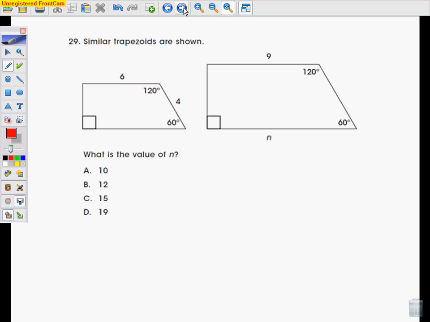All right, number 29. Similar trapezoids are shown. What is the value of n? Now, the word similar means that they are the same shape but different sizes. Something that you should know about similar figures is that corresponding sides are proportionate. Corresponding meaning, once again, in the same position. Like this side corresponds with this side here. And this side here on the bottom corresponds with this side here.